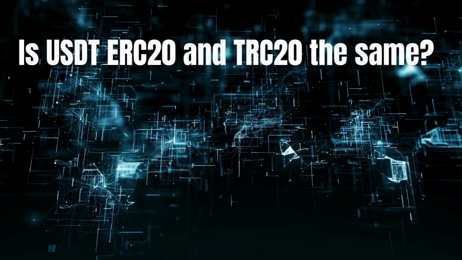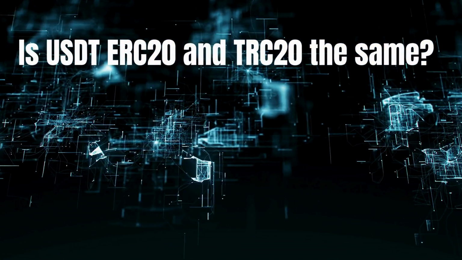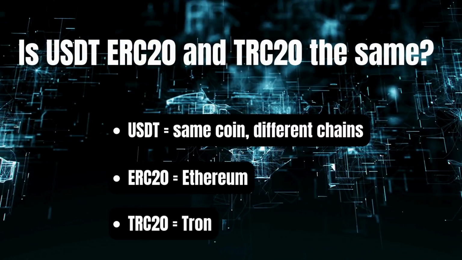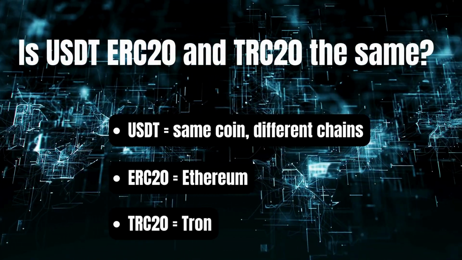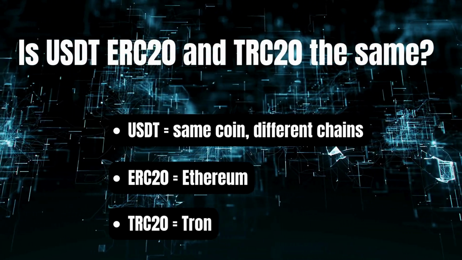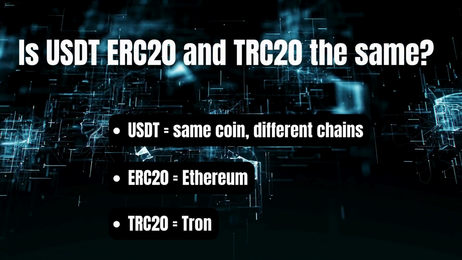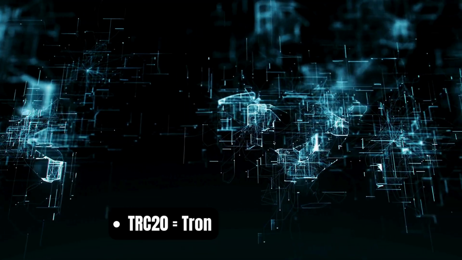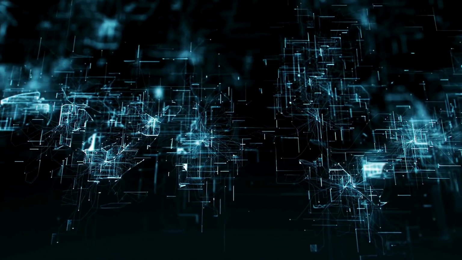Alright, so let's clear this up, because a lot of people get confused. USDT is the stablecoin, the actual token, but ERC20 and TRC20 are just the networks it lives on. ERC20 is the Ethereum version, TRC20 is the Tron version. So yes, the value is the same, it's always one USDT, but the blockchain it runs on is completely different. Think of it like the same car driving on two different roads.